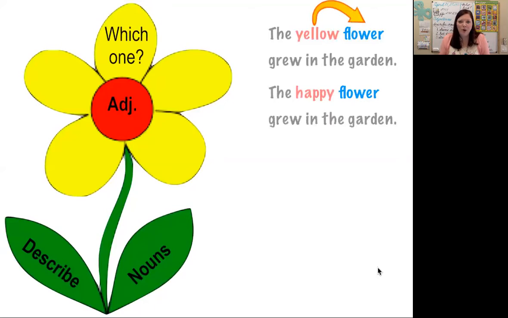The happy flower grew in the garden. I hope my flowers are happy today. I hope you're happy today. What kind of flower? Well, happy flower. Happy is describing the flower.